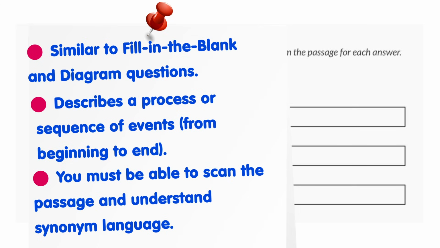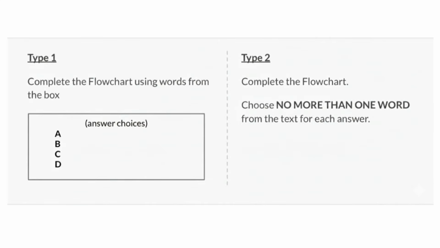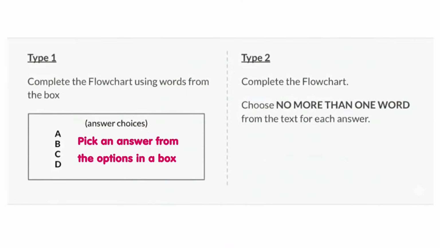You should also remember that there are 2 types of questions. The first one is you complete the flowchart using words from the box, all right? So you pick an answer from the options in a box. And the second type is you complete the flowchart writing a word. In that case, for example, you can write 1 word or 2 words or maybe 3 words. So these are the 2 types of questions in flowcharts.